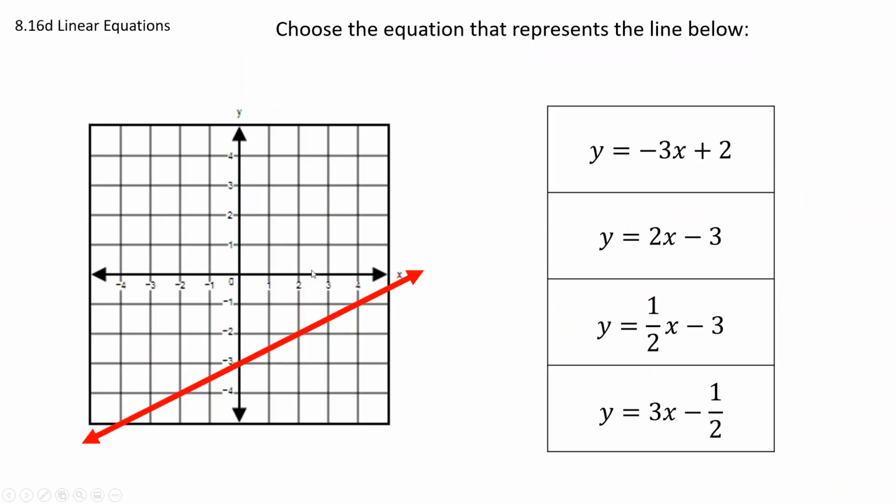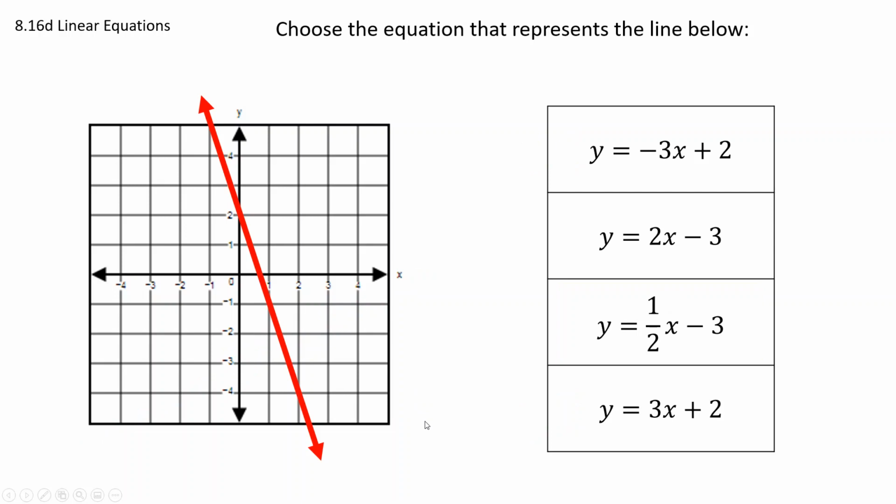Now, we've got a picture. We want to figure out which equation matches with it. First thing, I see this y-intercept of -3. I'm going to get rid of these two because this has a y-intercept of 2. This has a y-intercept of -1/2. So now we're checking out the slope. Up 1, right 2, up 1, right 2. It's got to be this. All right, we'll keep going.